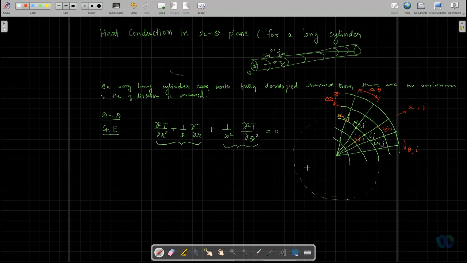Now with these notations, if I'm starting with 1, then I can say 2, 3, 4 and so on, up to MR points. So this is MR in radial, and this is N theta. Let me write N theta comma j, N theta minus 1 comma j, these points.